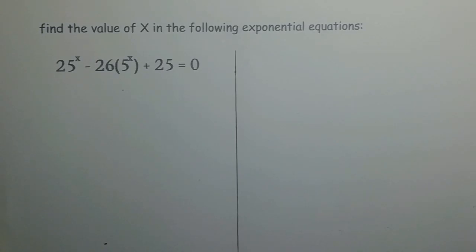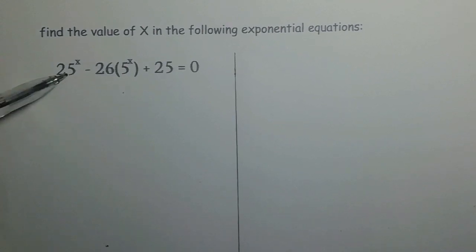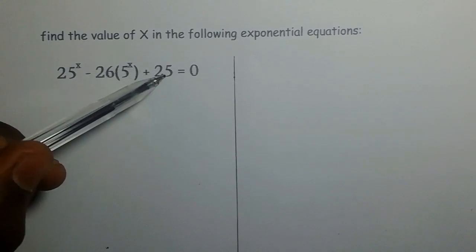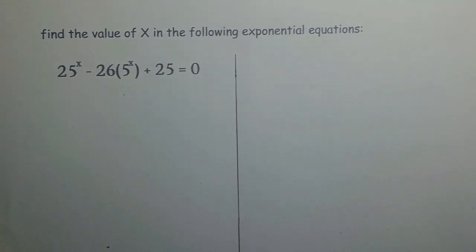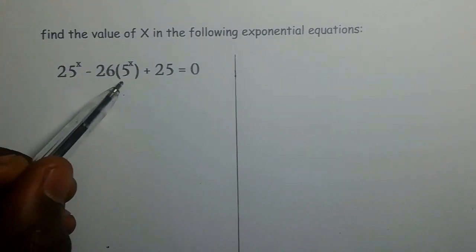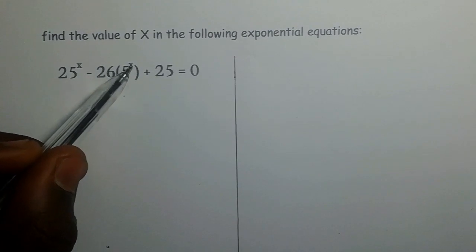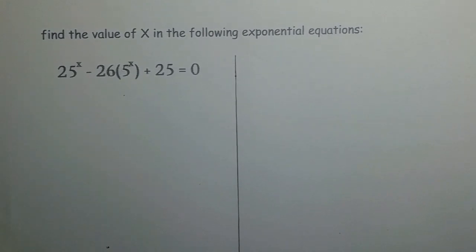Find the value of x in the following exponential equation. The first one says 25^x − 26(5^x) + 25 = 0. Something about this kind of problem is that whenever it is given in this form, with a number in a bracket and a certain power as an unknown, most of the time it turns into a quadratic equation. So let's see how that works.